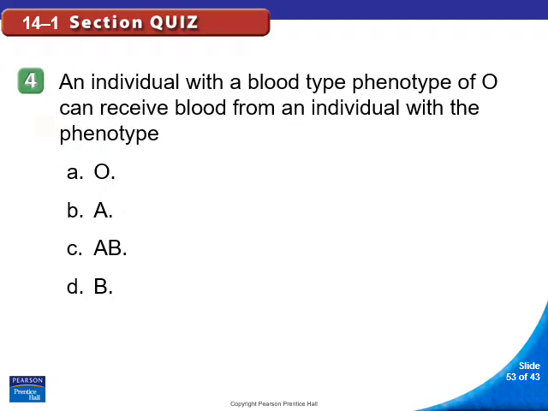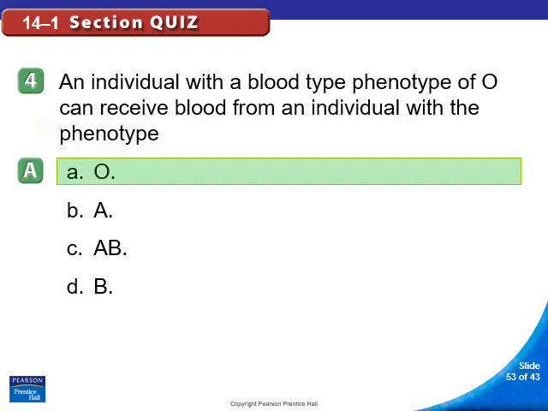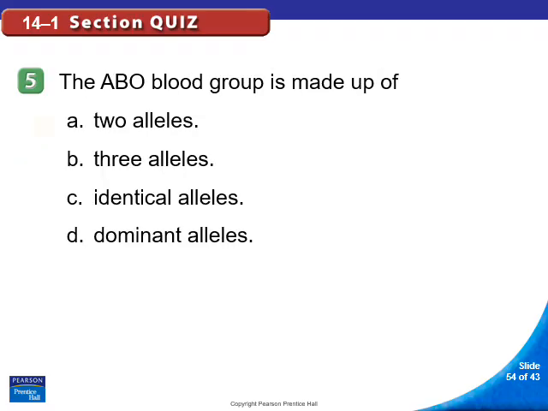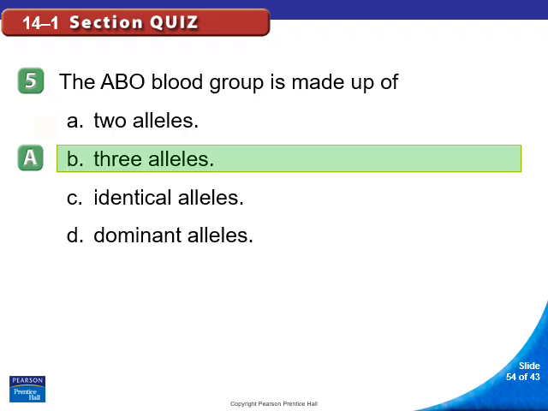An individual with blood type O phenotype can receive blood from an individual with which phenotype? I think O, because O can only be transferred to an O. Good. The ABO blood group is made up of how many alleles? Well, A, B, and the allele for O also. All right, three alleles. That wraps up our genetics. And I will see you in the final exam.